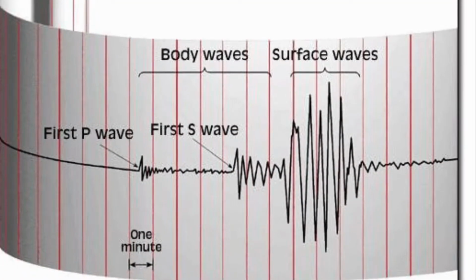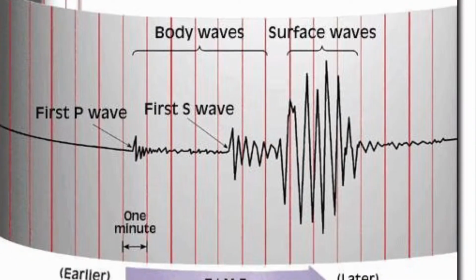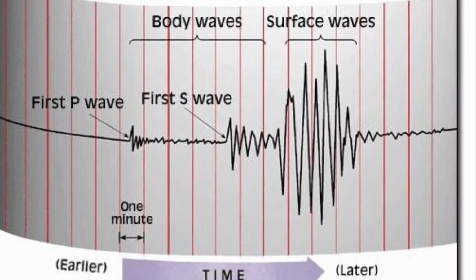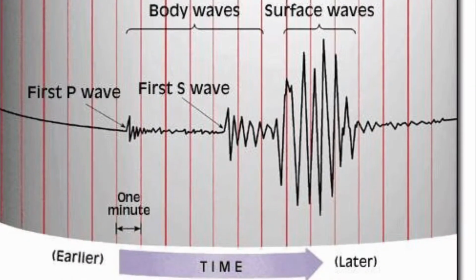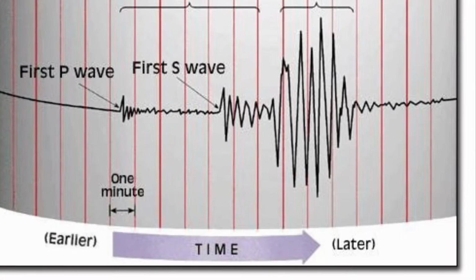As you can see, this is a seismograph with the arrival of the P and the S waves. This graph proves that the P waves come before the S waves, and after that, the surface waves come and are easily noticed.